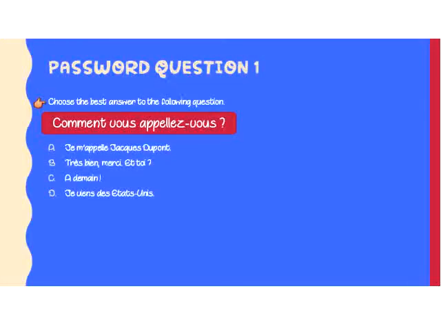So choose the best answer to this question. Comment vous appelez-vous? Is it A, B, C, or D? Make sure you write it down in all caps.